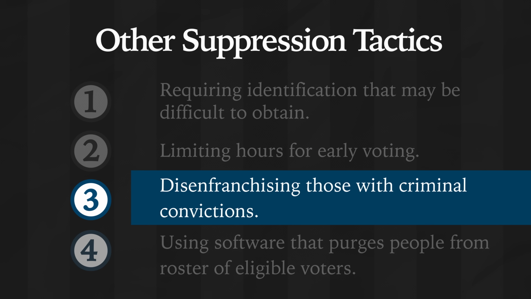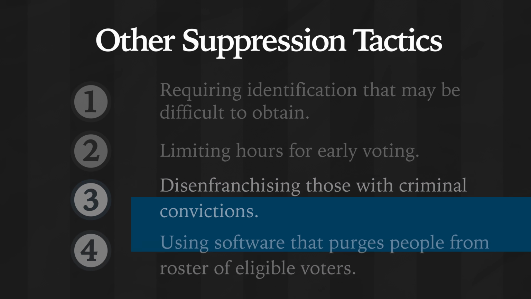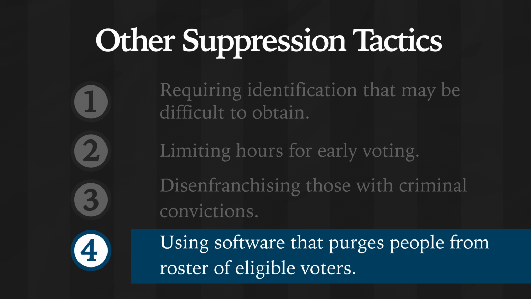And other voter suppression tactics can include trying to disenfranchise people. For example, making it a rule that all felons are unable to vote. That is not a constitutional requirement, that if you are convicted of a felony, you automatically lose the right to vote. Suppression tactics can also include using software that purges people from the roster of eligible voters, and sometimes all of these tactics come together.